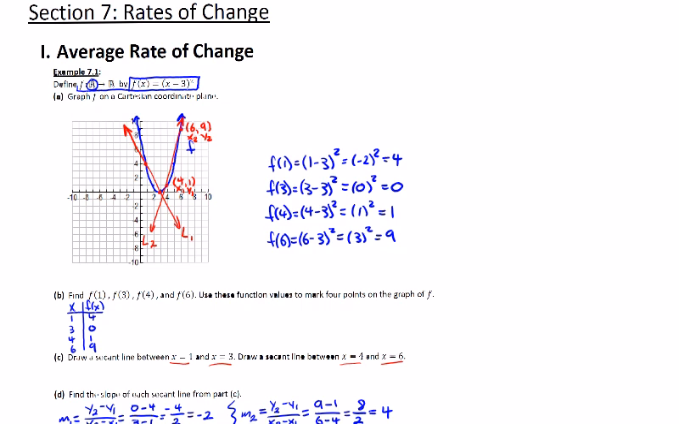Now, as it turns out, the slope of a secant line is also known as the average rate of change. So right here where it says slope of secant line, this is also known as average rate of change. Definition 7.1 is going to officially define the average rate of change for us, and I encourage you to look at your example 7.1 while you're looking at the definition for average rate of change.